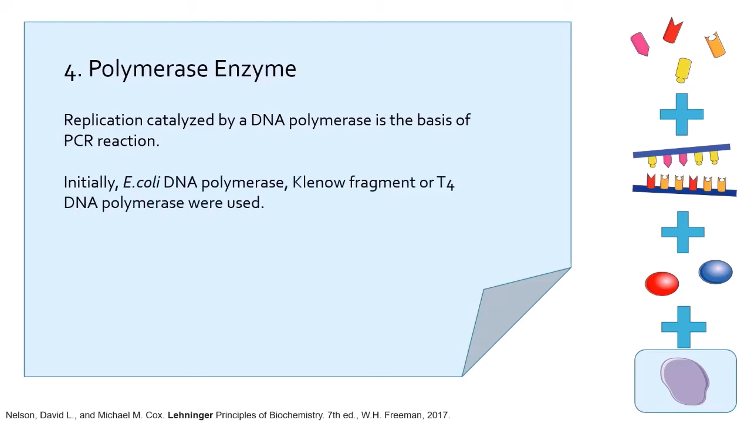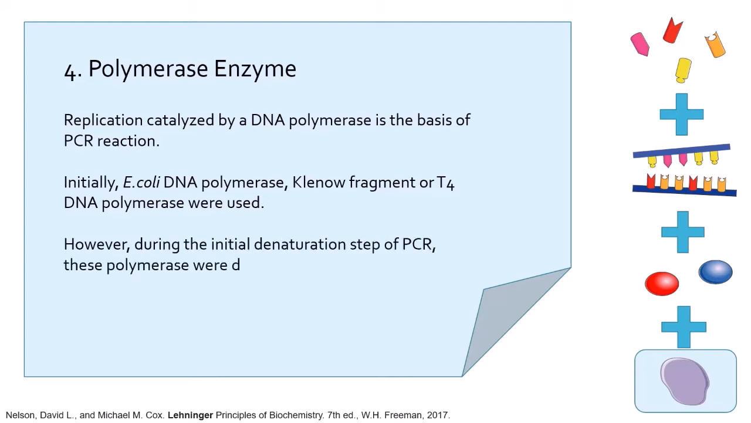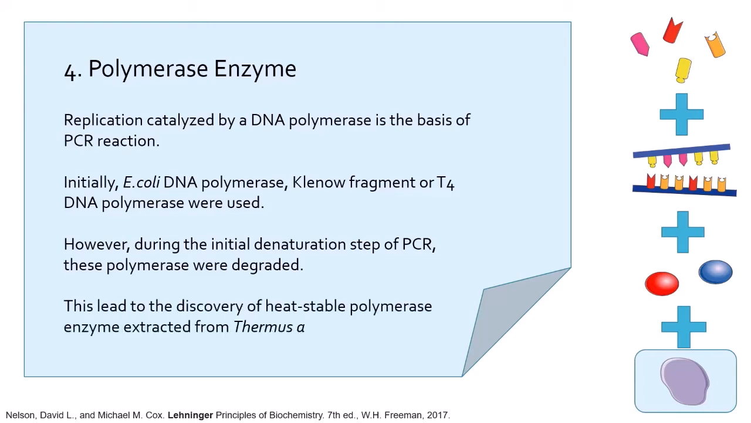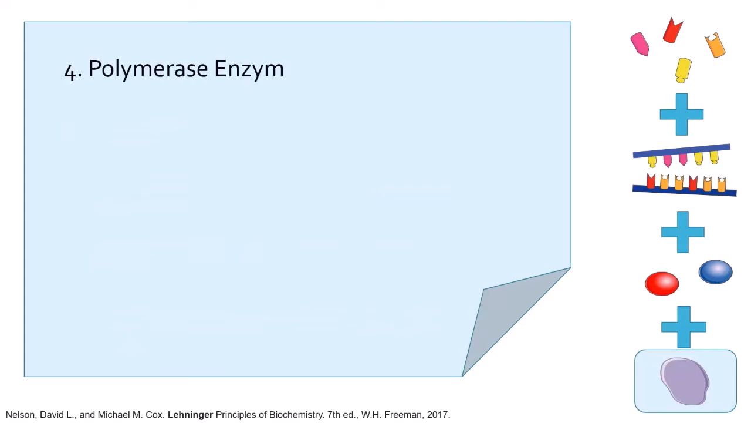Initially, E. coli DNA polymerase, Klenow fragment, or T4 DNA polymerase were used. However, during the initial denaturation step of PCR, these polymerases were degraded. This led to the discovery of a heat-stable polymerase enzyme extracted from Thermus aquaticus, called Taq polymerase.